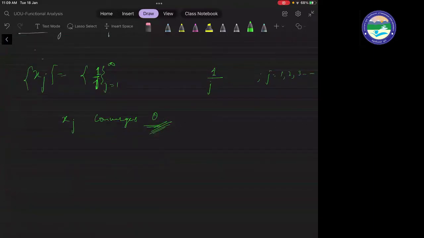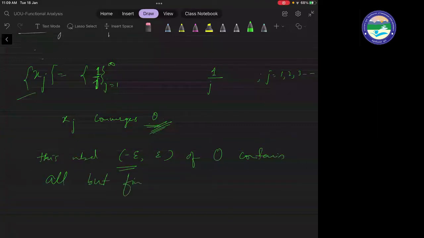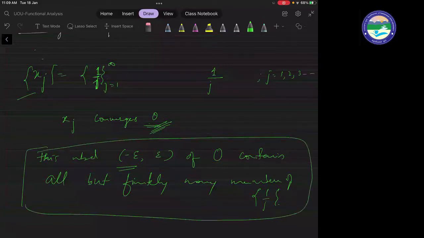You took any neighborhood of 0. Any neighborhood of 0 is of this form, minus epsilon to epsilon. And you find that this neighborhood will contain every element except finitely many of this sequence. So this neighborhood of 0 contains all but finitely many members of 1 by j. Okay, so this is how we define a convergent sequence.